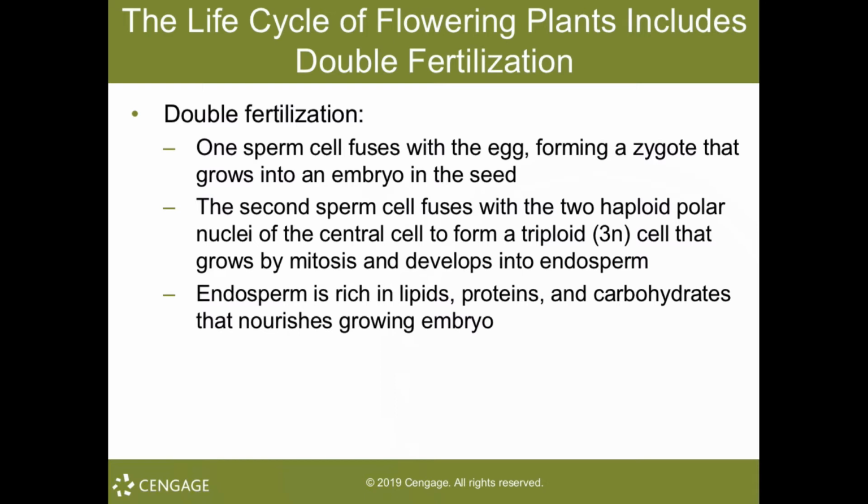So the embryo sac contains approximately 7 cells with 8 haploid nuclei, and 6 of those cells, including the egg cell, contain a single nucleus. And a central cell has 2 nuclei, called polar nuclei.